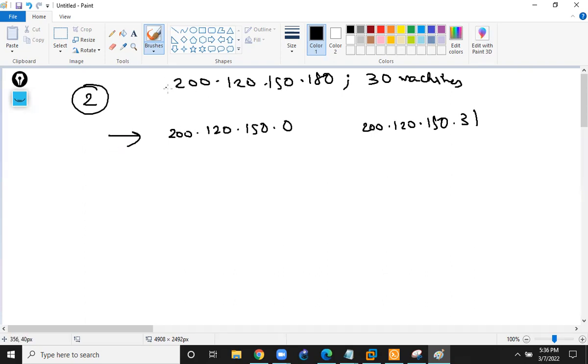And before that, what is the default subnet mask? 255.255.255.0. This is the default subnet mask. Okay, please carry on with the second one.